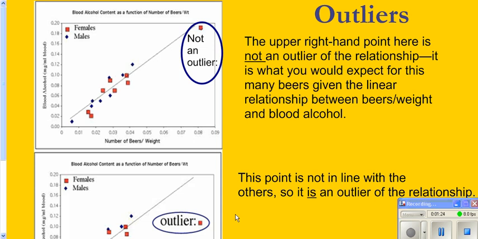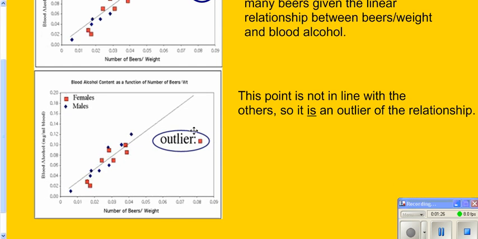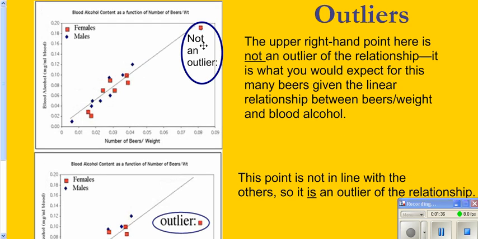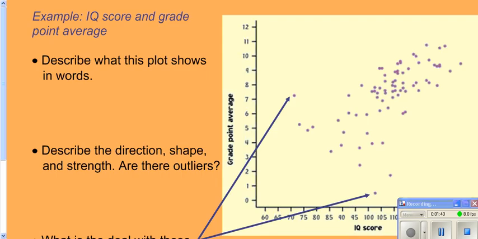but it still falls in line with the overall trend, so it's not an outlier. Taking a look down here, though, this one does not fall in line close to that overall trend right here. Therefore, since it's significantly different, we would call it an outlier. The one up here would be considered an influential point.